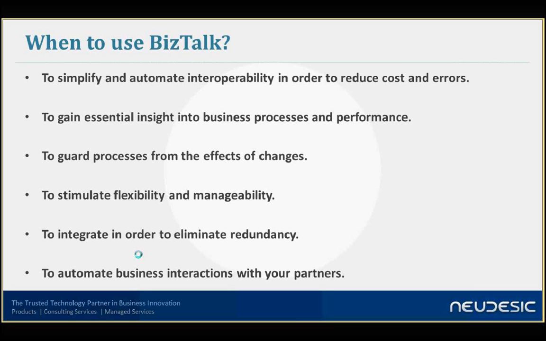In a system there can be redundancy. There are many things to achieve something, and you need to write many things which are very repeated. So it can be used to integrate so that it reduces redundancy in the application and in the overall system. Then there are trading partners. There may be two systems in different organizations, so it can automate the business interactions between two partners.